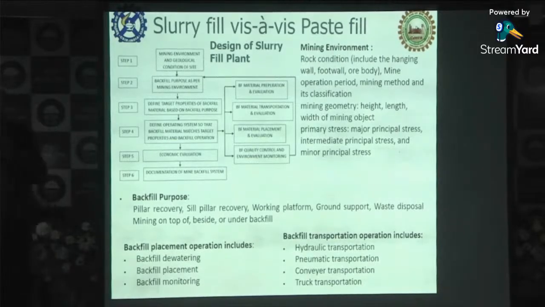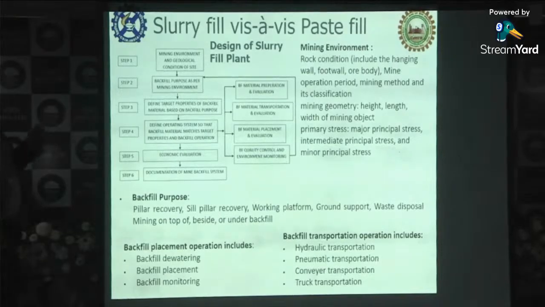What kind of mining method is going to be installed for that particular scenario of country rock, and mining geometry, that is the height, length, and width of the mining object. What are the primary stresses involved, the principal stresses, major and minor, that have to be taken into account. Then the geological condition, like whether there is faulting, whether there is a dike, this has to be considered in the design itself.